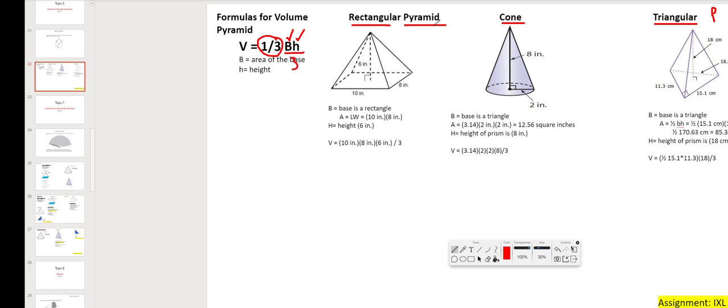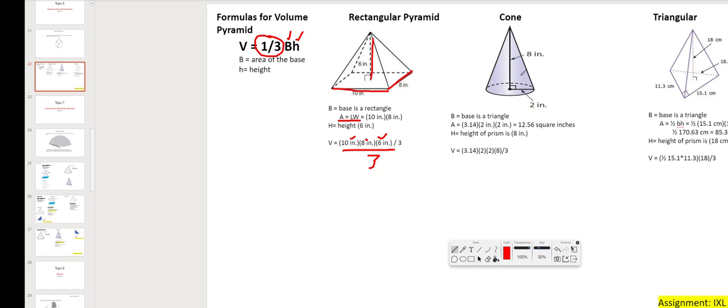So let's take the rectangular pyramid. I'm going to find big B, which is the area of the base. Notice the length times the width, which is 10 times 8. Okay, so area of the base, that's the big B, 10 times 8. Then I'm done with the B. Now I have to do the height, and the height in this case is 6. So 10 times 8 times 6. And then what comes after that? We have to take 1/3, which means you have to divide everything by 3. And that's how you find the volume.